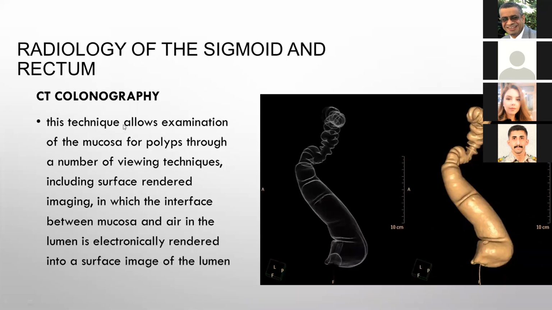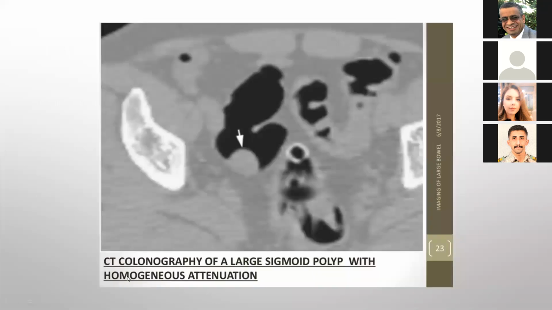CT colonography. This technique allows examination of the mucosa for polyps through a number of viewing techniques, including surface rendered image, in which the interface between the mucosa and the air in the lumen is electronically rendered into the surface image of the lumen. This is CT colonography of a large sigmoid polyp with homogeneous attenuation.